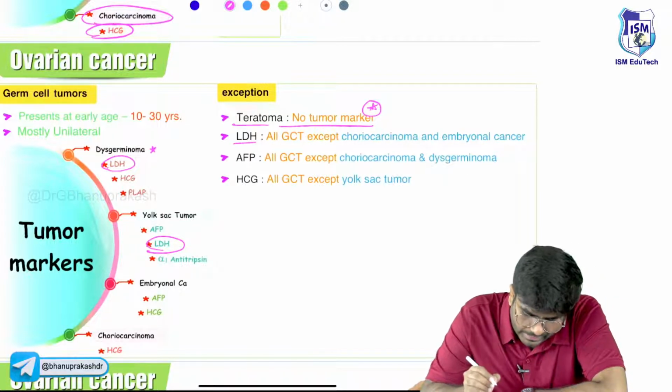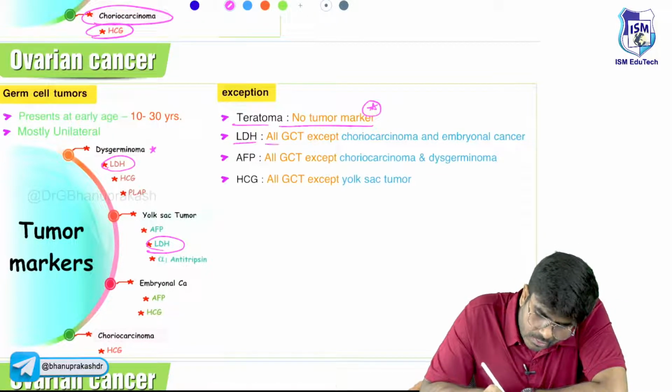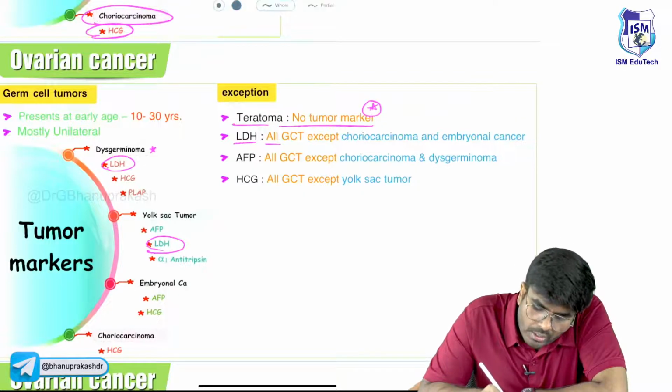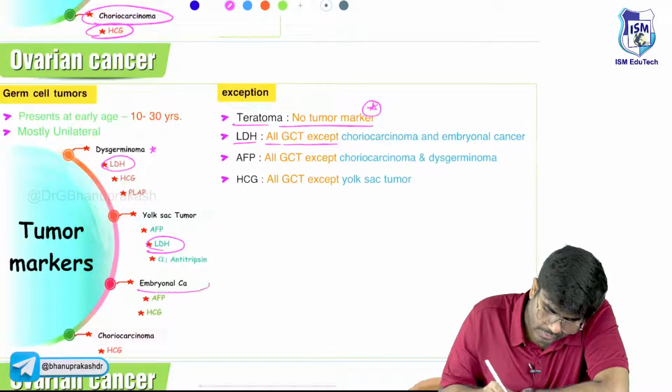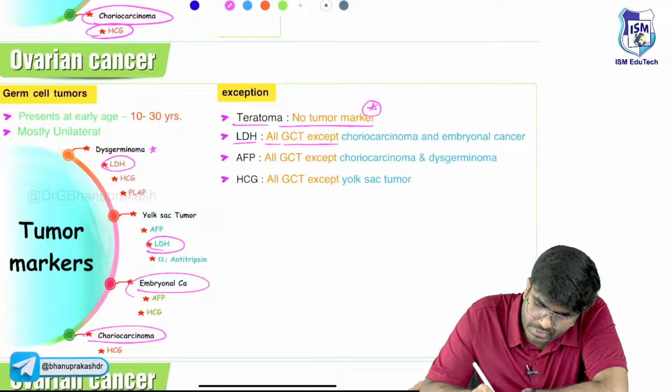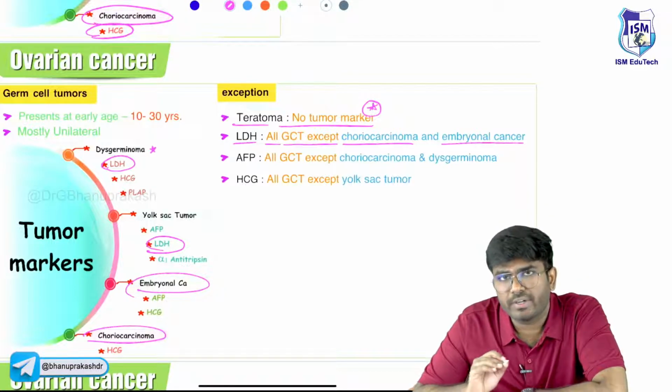Lactate dehydrogenase is usually elevated in all germ cell tumors, except embryonal cancer and choriocarcinoma. It is not seen in choriocarcinoma or embryonal cancer; their levels are not elevated.